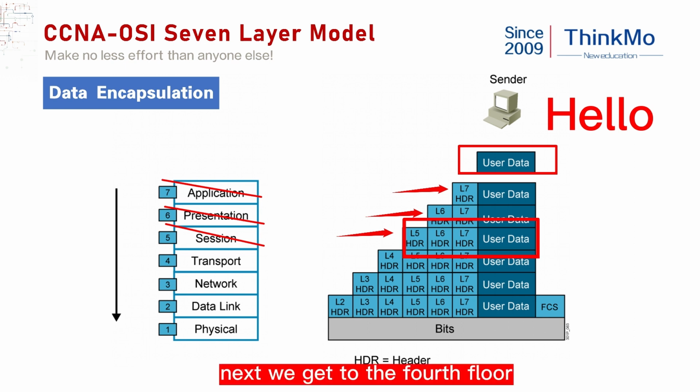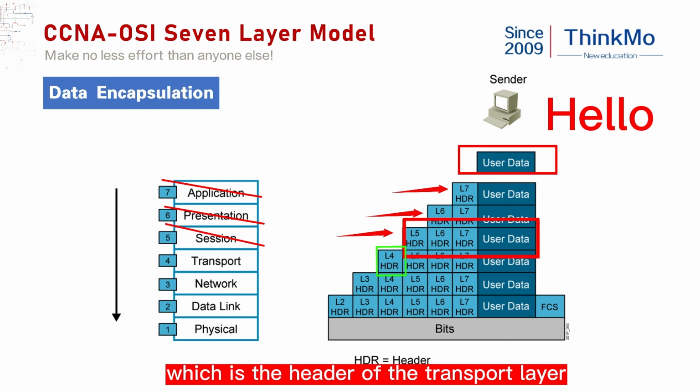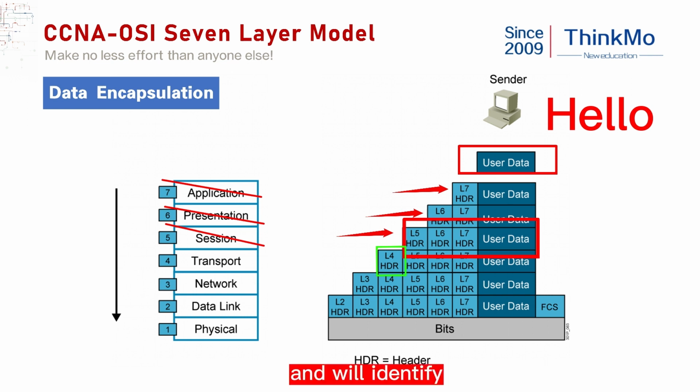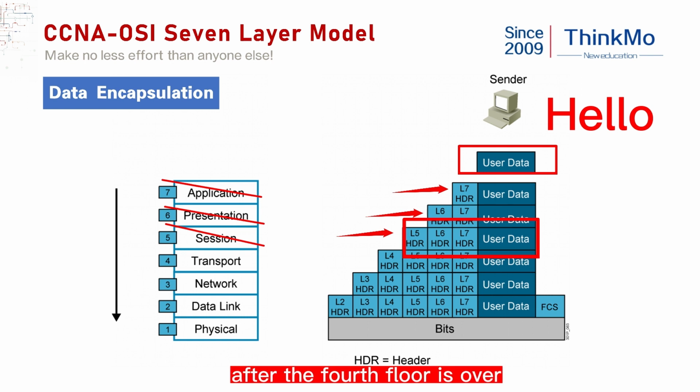Next we get to the 4th floor. In layer 4 I will add a new header. It is our layer 4 header, the header of the transport layer. Here we will identify the port, the source port and the destination port. The 2 most important parameters are here. After the 4th layer is over, our data has become even fatter.